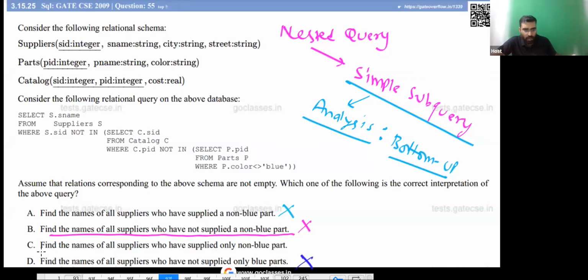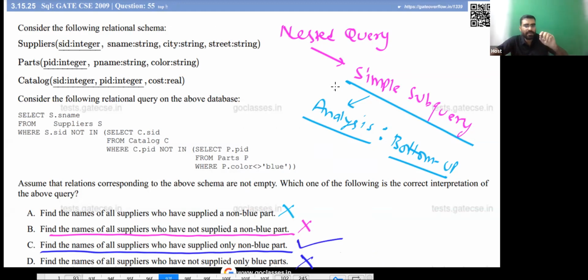Okay, now let's see option C. It looks like option C is the only answer. But let's check it. Is this the correct answer? Find the names of those suppliers who have supplied only non-blue parts. So this is correct, right? Yes or no?